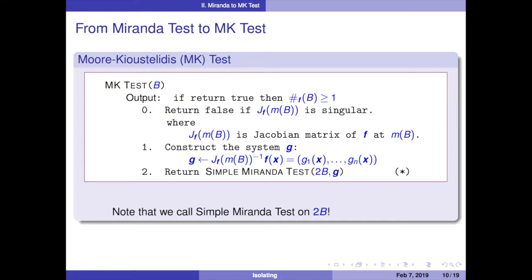And if it is not singular, then you compute its inverse, and you multiply the inverse matrix with F. So you transform F, and you get a new system, G1 to Gn, and this is what we call bold G. And now you apply the simple Miranda test to this preconditioned system. But notice that we actually apply it on the box twice the size, because roots on the boundary of boxes are an issue. It's a problem if you don't take care of this. So we double the box. So this is what we call the MK test.